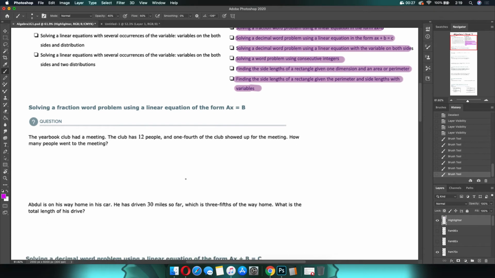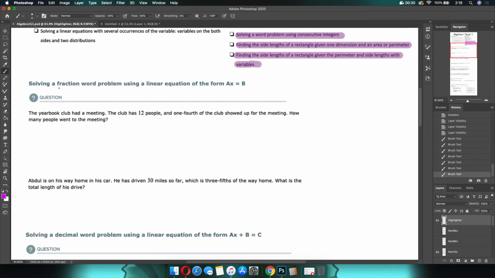So, scrolling down, we're going to look at our first couple of problems. So, fraction word problem, we know that coming in, and then we're told exactly what the form is. So that has everything that we need. And then what do we have? We have 12 people and 1/4 of the club showed up. How many people went to the meeting? So the club has 12 people and 1/4 of. Of is one of your keywords for multiplication. It's not the most consistent the way per, for each, or for every means, but it's one to keep in mind. Equals our unknown. So what is 1/4 of 12? 3. So 3 people, 1/4 of the club was able to show up.